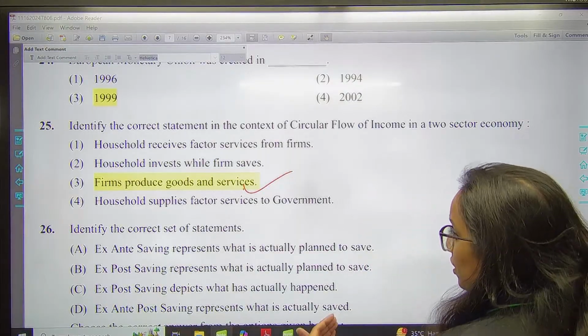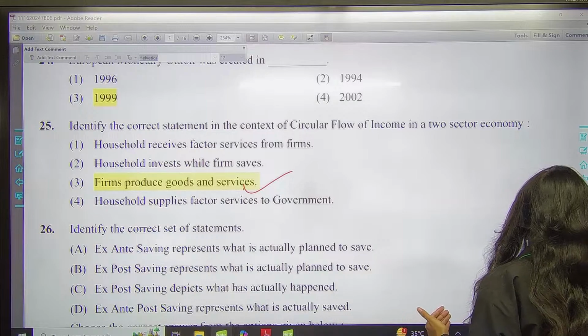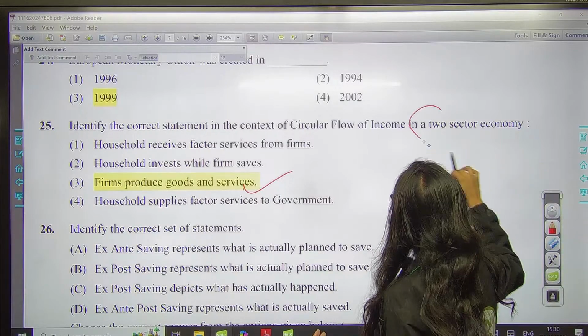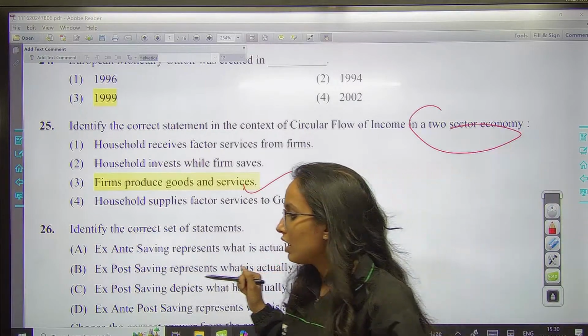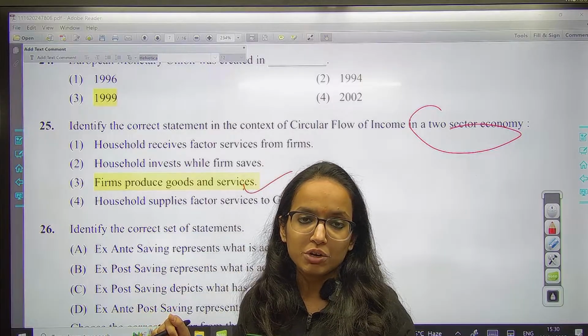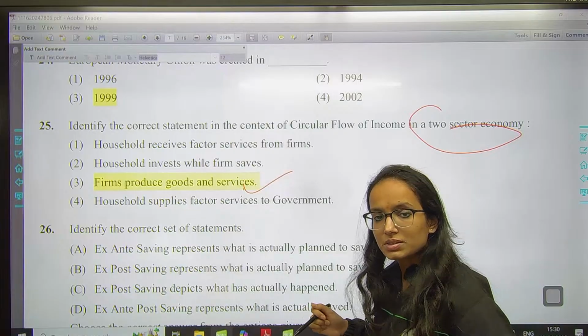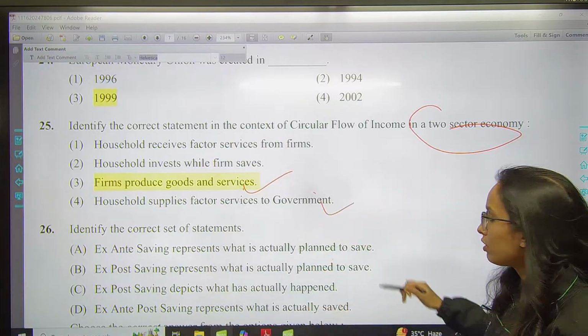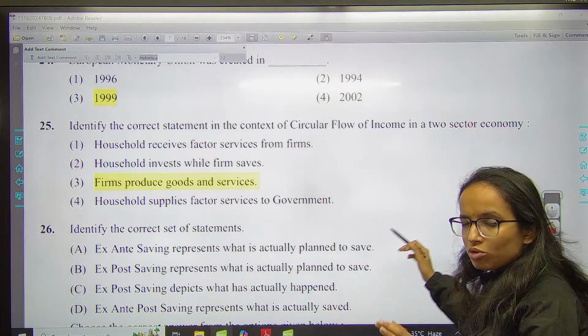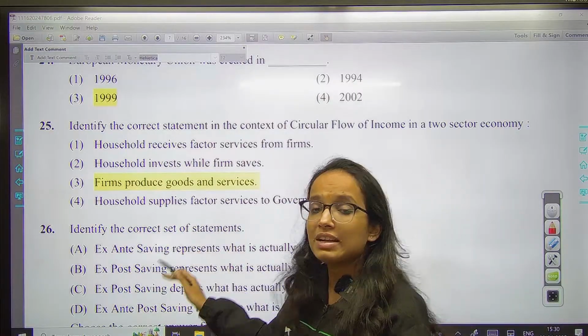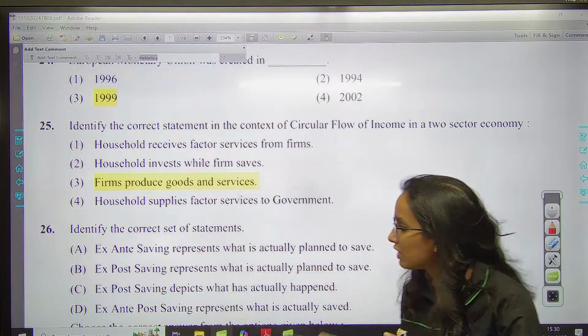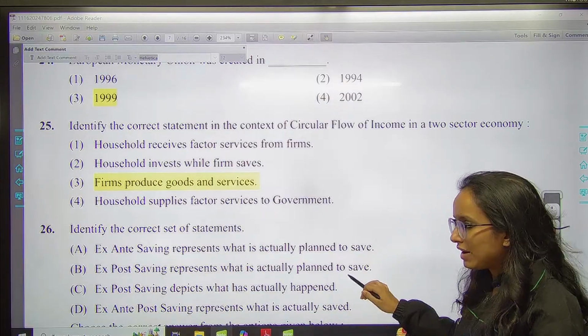So what is circular flow of income? In a two-sector economy, they have given you a condition that it is a two-sector economy. Now you know that in a two-sector economy you only have producers and the households. You don't have government, you don't have the external sector. So these are basics on which you should be very strong. Then it would be very easy for you to get even full marks in this paper. It is very easy if you are sound on your fundamentals.